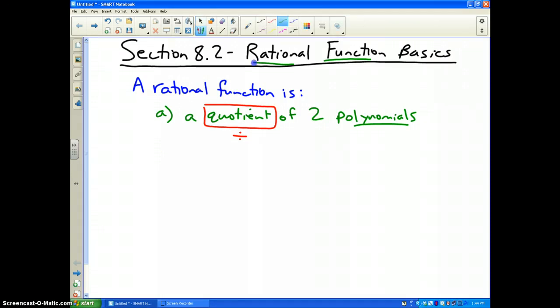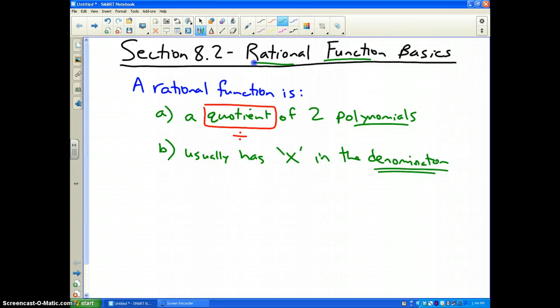B, a rational function usually has the variable x in the denominator. And that's what makes this particular situation unique, which you're going to see here in a little bit. X being in the denominator causes us some difficulties, which we'll discuss in the next couple videos.